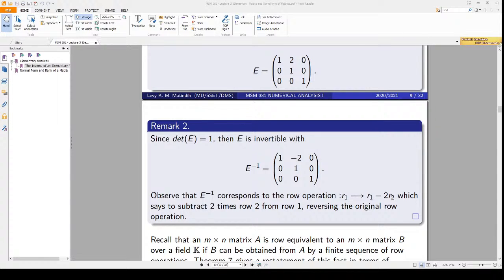So when you reverse the original row operation that you applied on the identity matrix, now you do the reverse on the same identity matrix. What you're going to get is the inverse of the elementary matrix that you got. So this is trying to tell us that the inverse of an elementary matrix is also elementary.